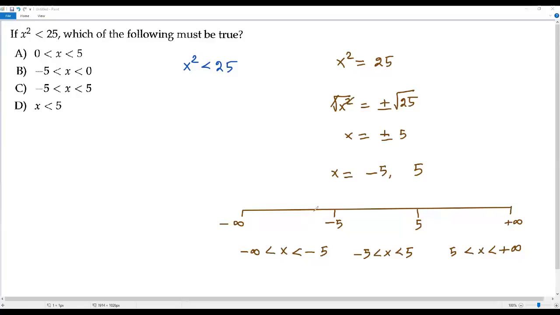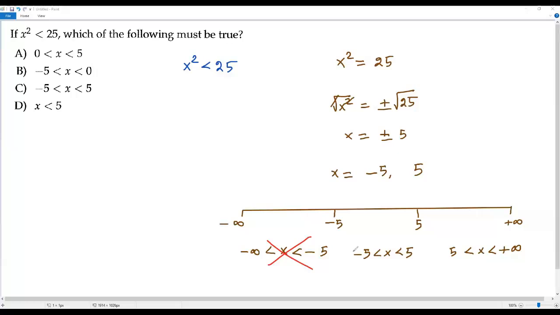Now let me plug in x equals negative 6 in this given inequality. Then it will become negative 6 the whole square less than 25. When we square a negative value, the negative becomes positive. So 6 square is 36. 36 less than 25. Is it true? No, it's false. 36 is greater than 25, so less than 25 cannot be accepted. It's a false statement. So the first interval does not satisfy the given inequality, and we can reject it.